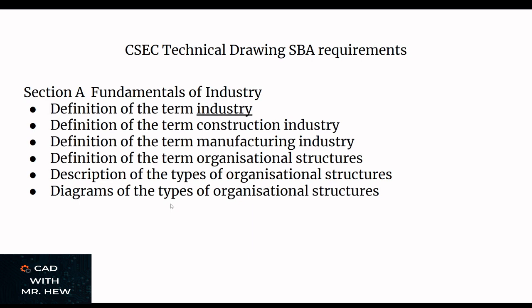Then, the candidate will also describe the term manufacturing industry. What does it mean? And then having completed those three, which is define the term industry, define the construction industry, and define the manufacturing industry, the next requirement in section A is to define the term organizational structure. What is an organizational structure?